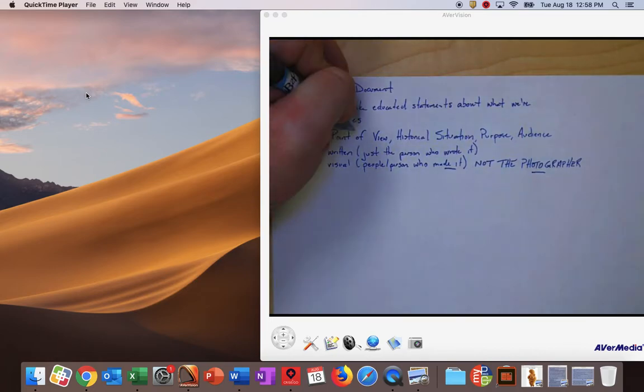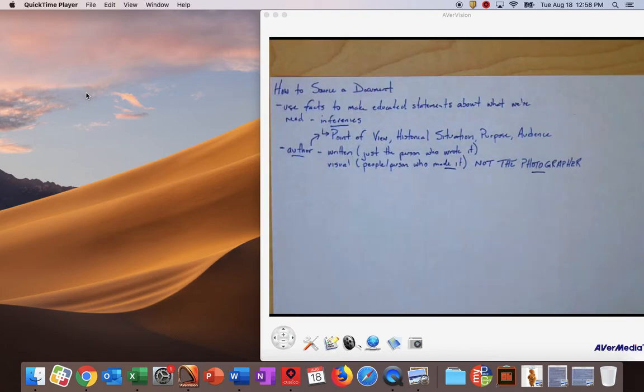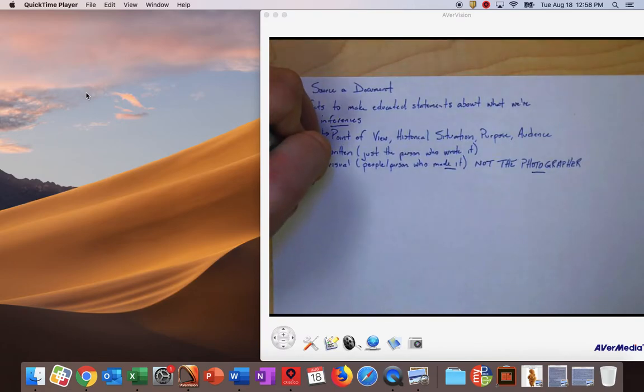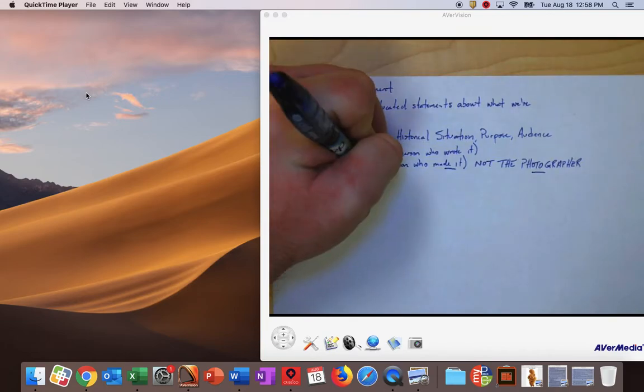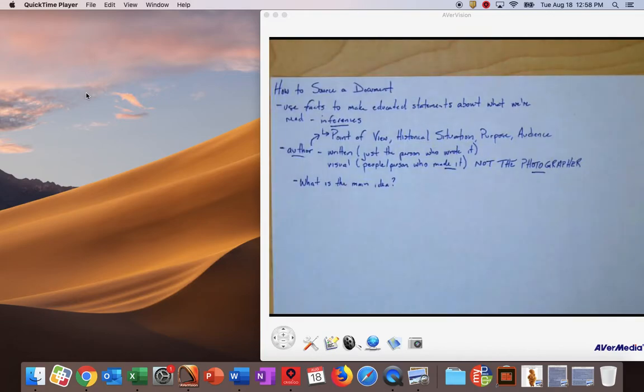All right, so to get at these types of inferences, we're going to answer very simple questions. These are questions that you're probably very familiar with. These are questions that you probably played around with since elementary school. So the first question is, what is the main idea? What is the main idea of the thing you just wrote or the thing you're looking at?